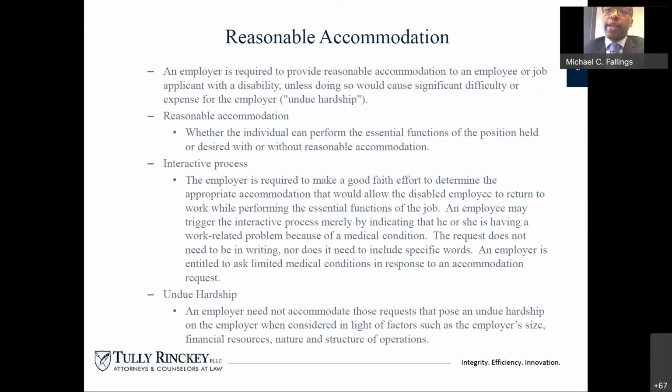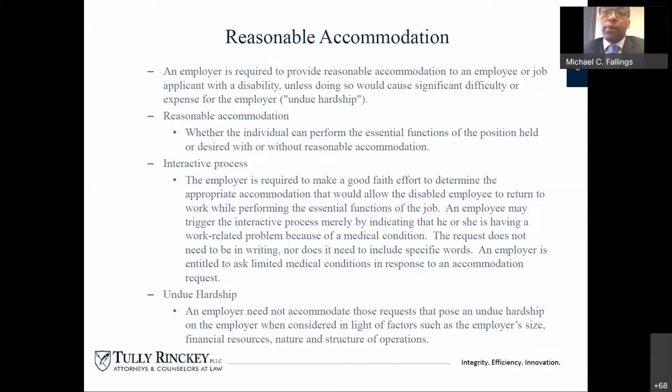For a reasonable accommodation, an employer is required to provide a reasonable accommodation to an employee or job applicant unless doing so would cause significant difficulty or expense for the employer. So when an employee requests an accommodation, the determination is whether the individual can perform the essential functions of the position with or without a reasonable accommodation. When an employer receives the accommodation request, the employer is required to undergo the interactive process and make a good faith effort to determine whether the accommodation can be provided. And that would allow the employee to return to work while performing the essential job functions.